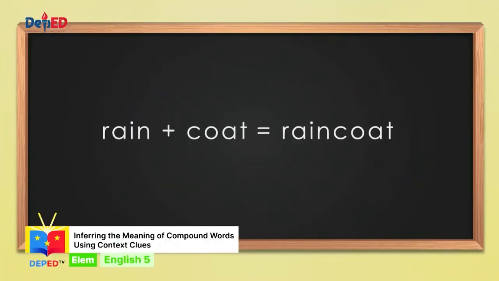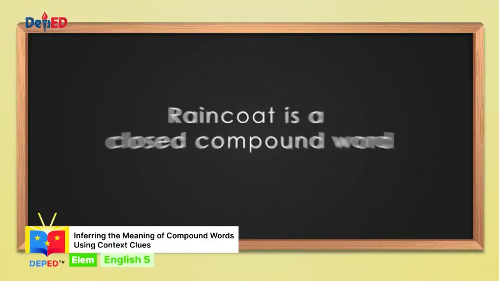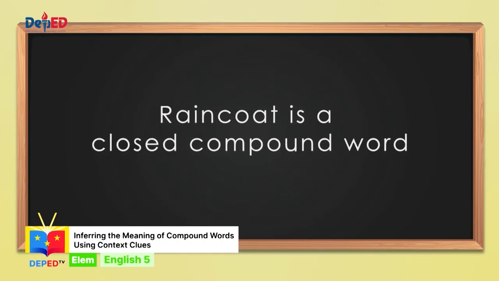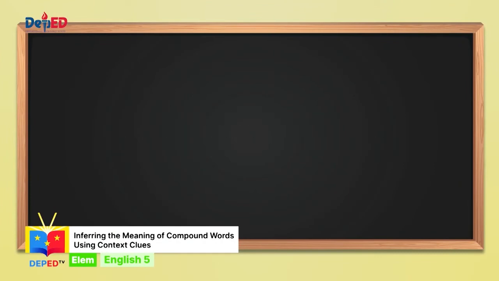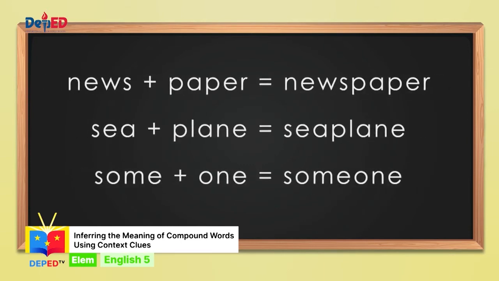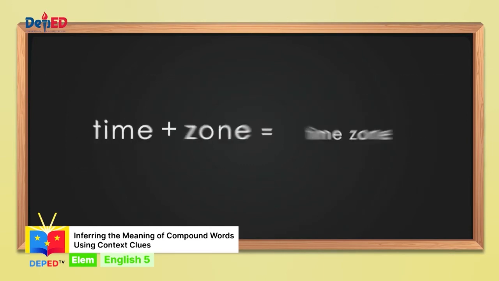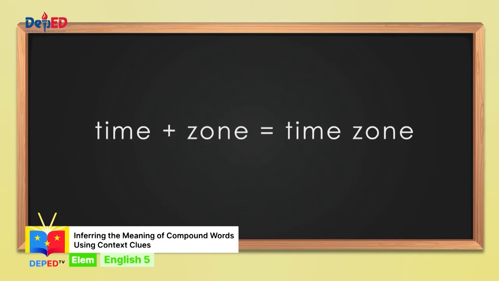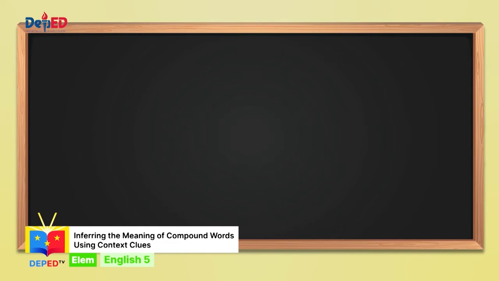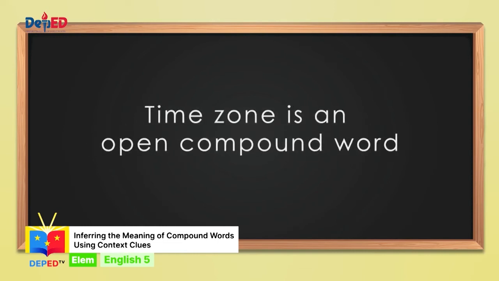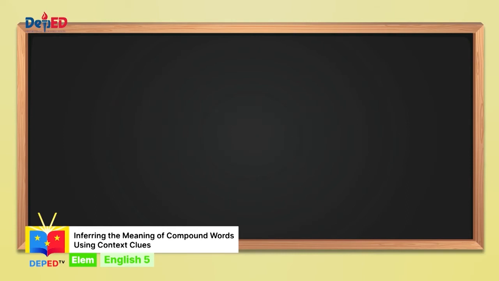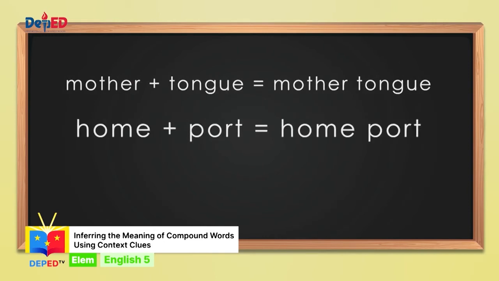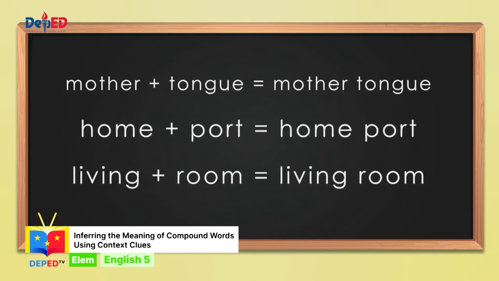Raincoat is an example of closed compound word. A closed compound word is written as one word with no space. Examples are newspaper, seaplane, and someone. Time zone is an example of an open compound word. An open compound word is written with space between words. Examples are mother tongue, home port, and living room.